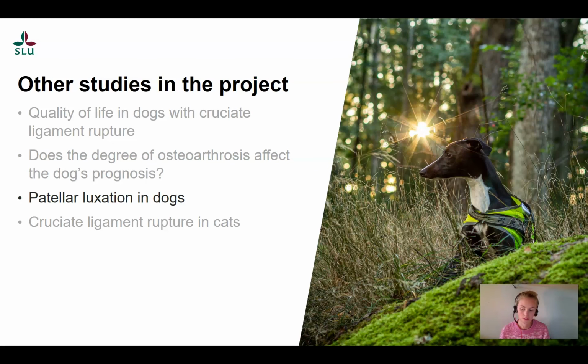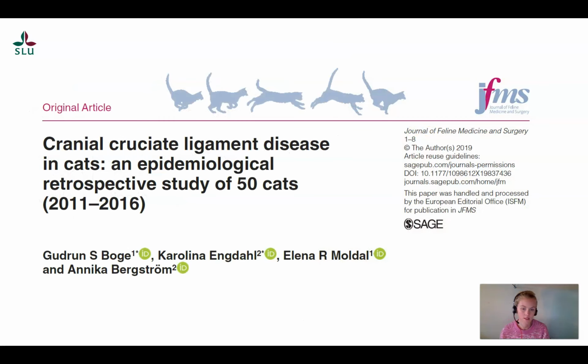We will also do a study about patellar luxation in dogs in the same way as we did for cruciate ligament rupture, based on data from Agria Pet Insurance. And finally, we have also done a study about cruciate ligament rupture in cats, because cats are affected as well, but not as commonly as dogs. And this study is already published. I won't talk about it here today, but you can find it if you want to read more about this study.